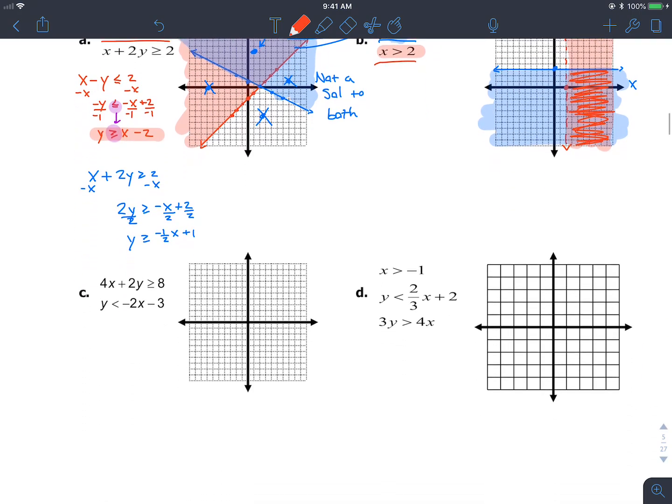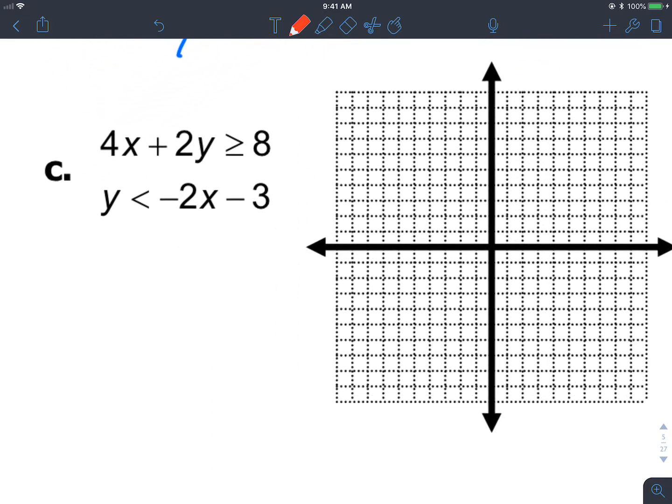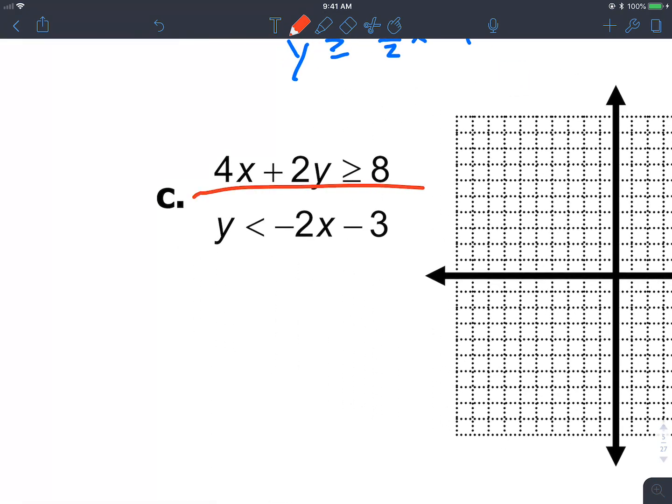So that's that. Let's see what's going on with these last 2 examples. Some of them we'll have to solve, like that one right there: 4x plus 2y greater than or equal to 8. And then what are we doing here? I guess minus 4x.